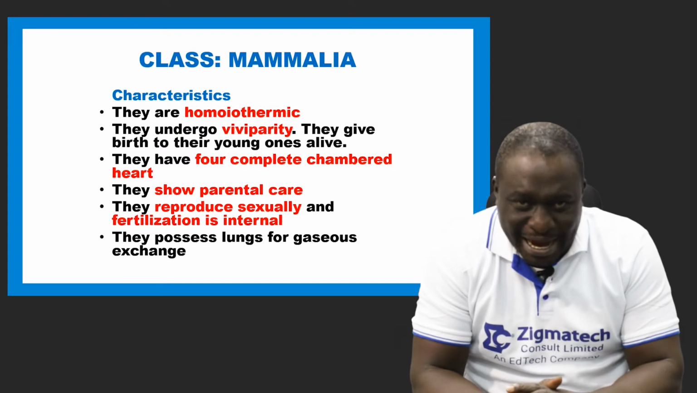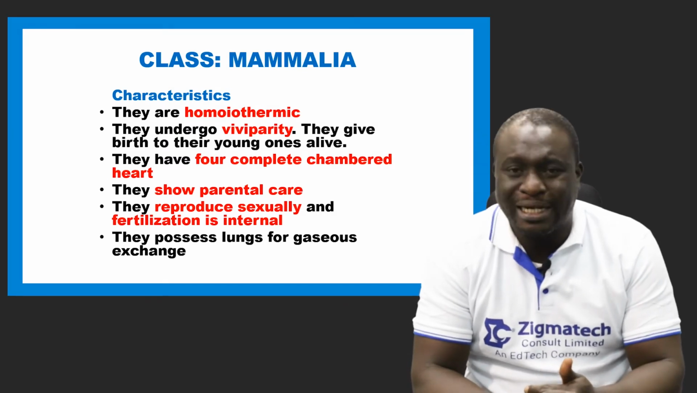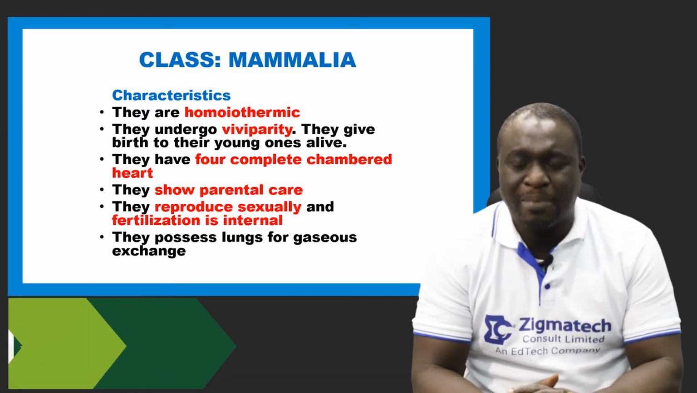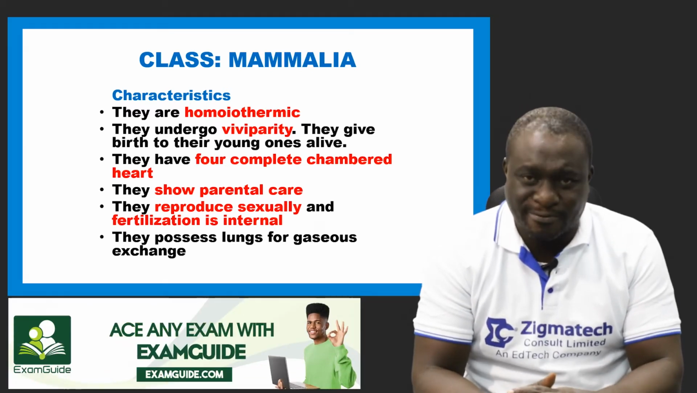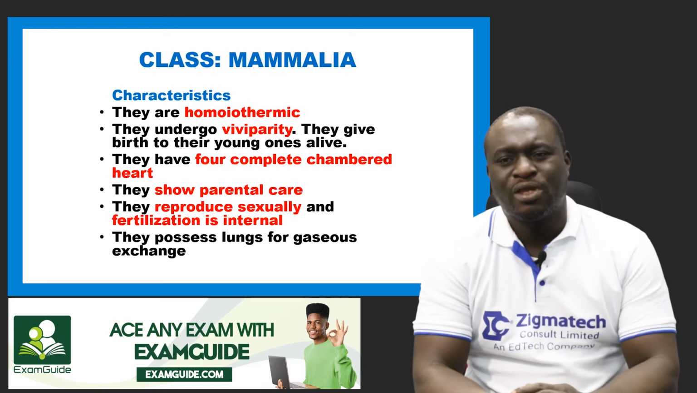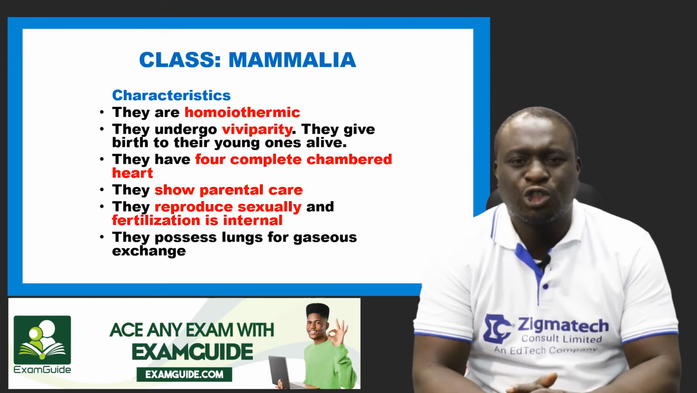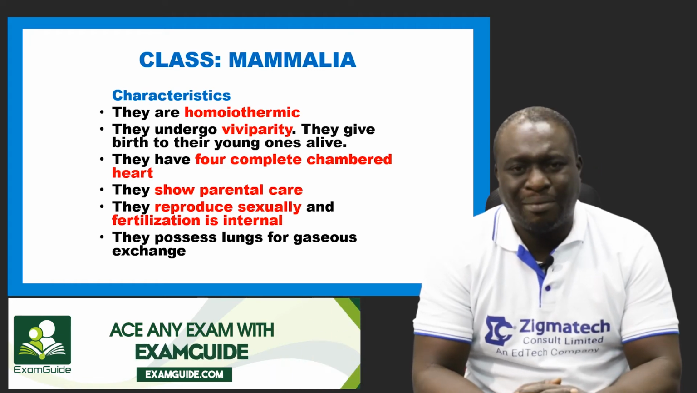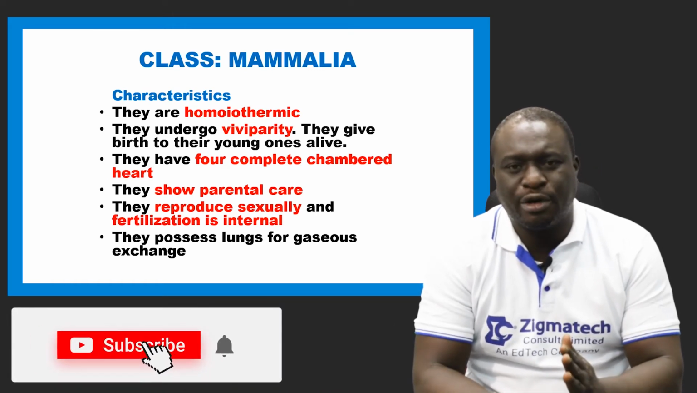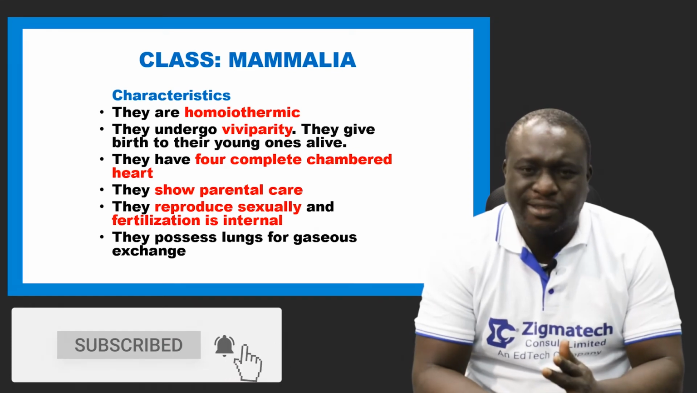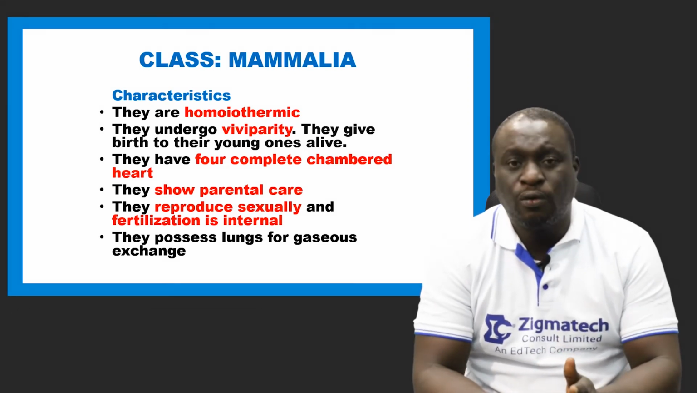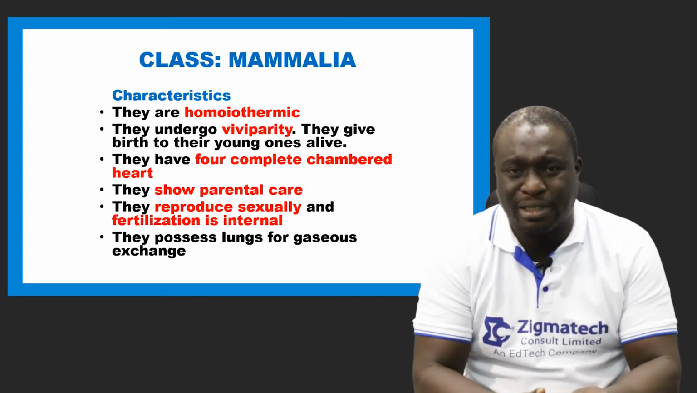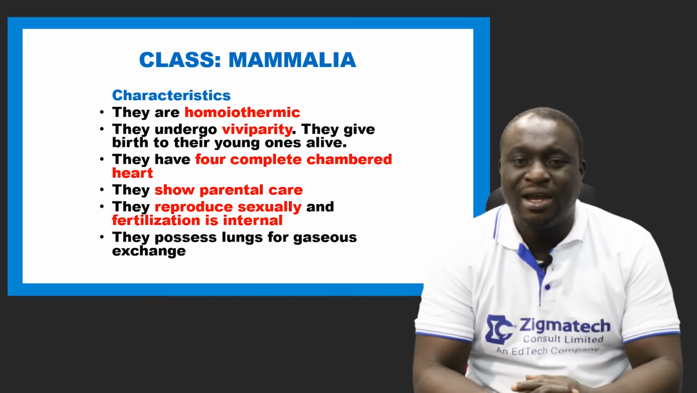They don't lay eggs. Mammals don't lay eggs. They give birth to their young ones alive. Number three is that mammals have four-chambered hearts. Now, what do we mean by four-chambered hearts? In mammals, you have a right auricle in the heart, a right ventricle, a left auricle, and a left ventricle. These are four important chambers or rooms found in the heart.